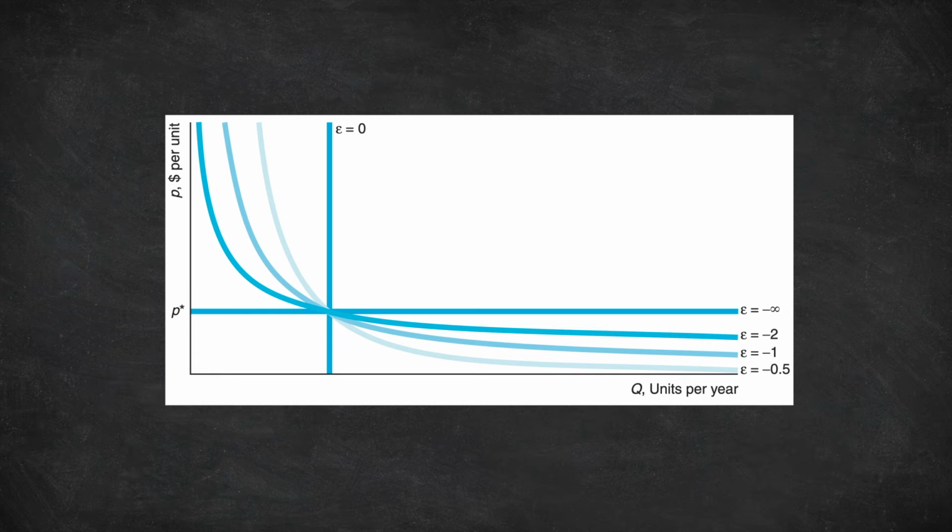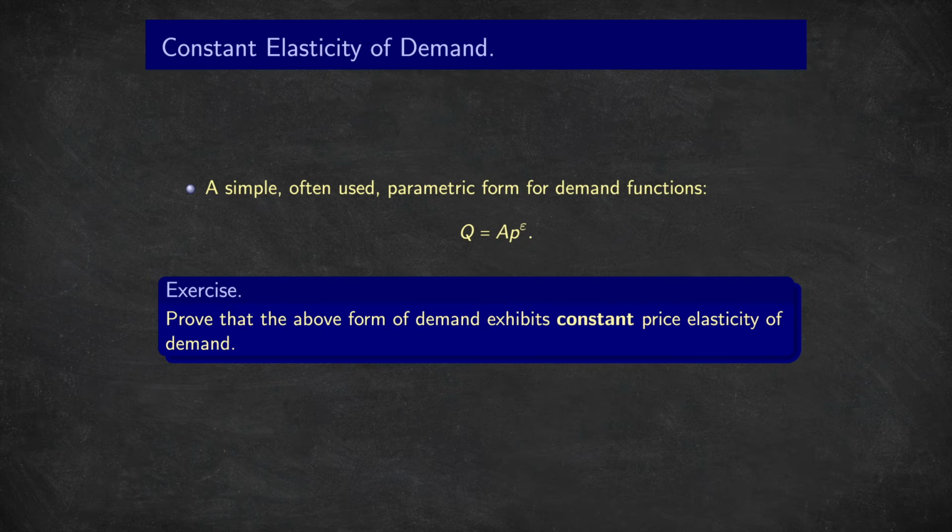And in between, we have the whole range of different values of epsilon, giving you different demand functions. Okay, so this is the family of constant elasticity of demand functions. And as an exercise, I'm going to ask you to prove that our use of the epsilon notation here is appropriate. So prove that the above form of demand exhibits constant price elasticity of demand.